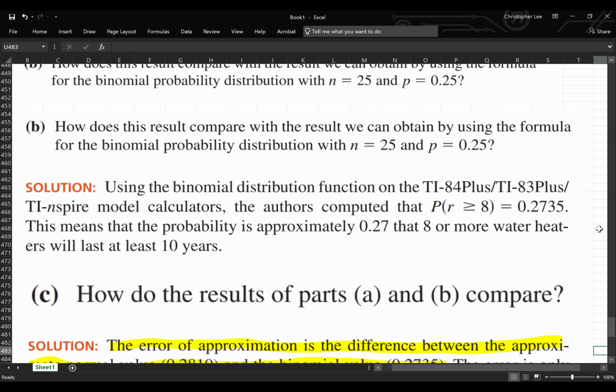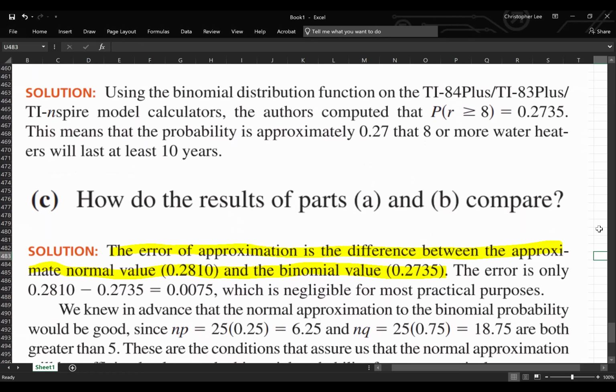All right. So, here's the solution. Using the binomial distribution functions on your calculator, you can get it equal to 0.2735. This means that the probability is approximately 0.27 that 8 or more of the water heaters will last at least 10 years.